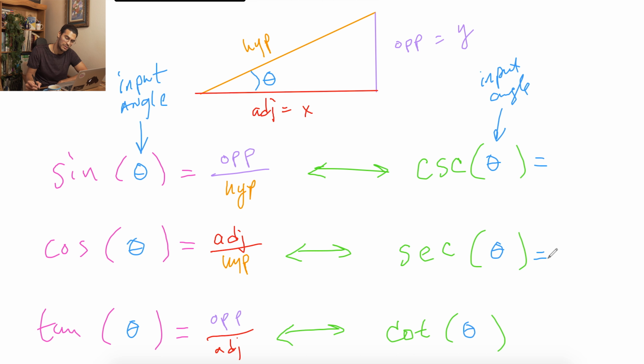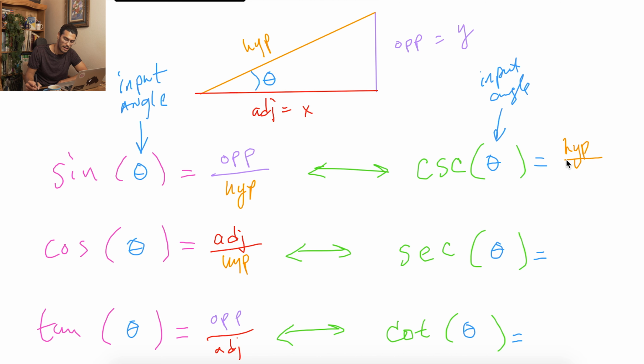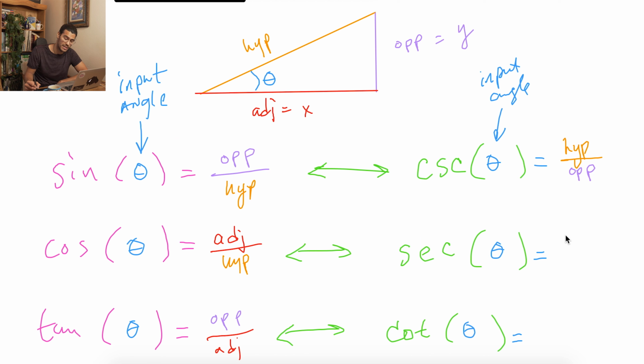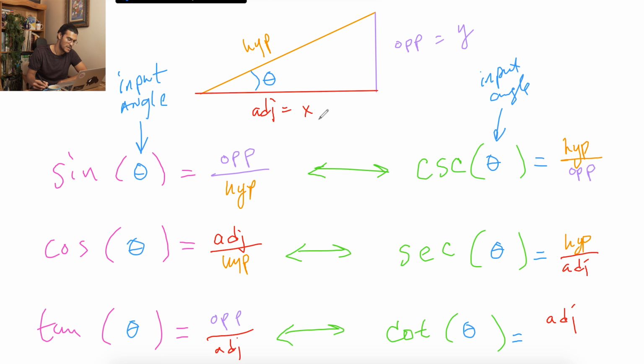Whereas sine was opposite over hypotenuse, the related one, cosecant, is hypotenuse over opposite. Whereas cosine was adjacent over hypotenuse, the related one, secant, is the exact flip, the exact reciprocal, hypotenuse over adjacent. And for cotangent, whereas tangent was opposite over adjacent, cotangent is adjacent over opposite.